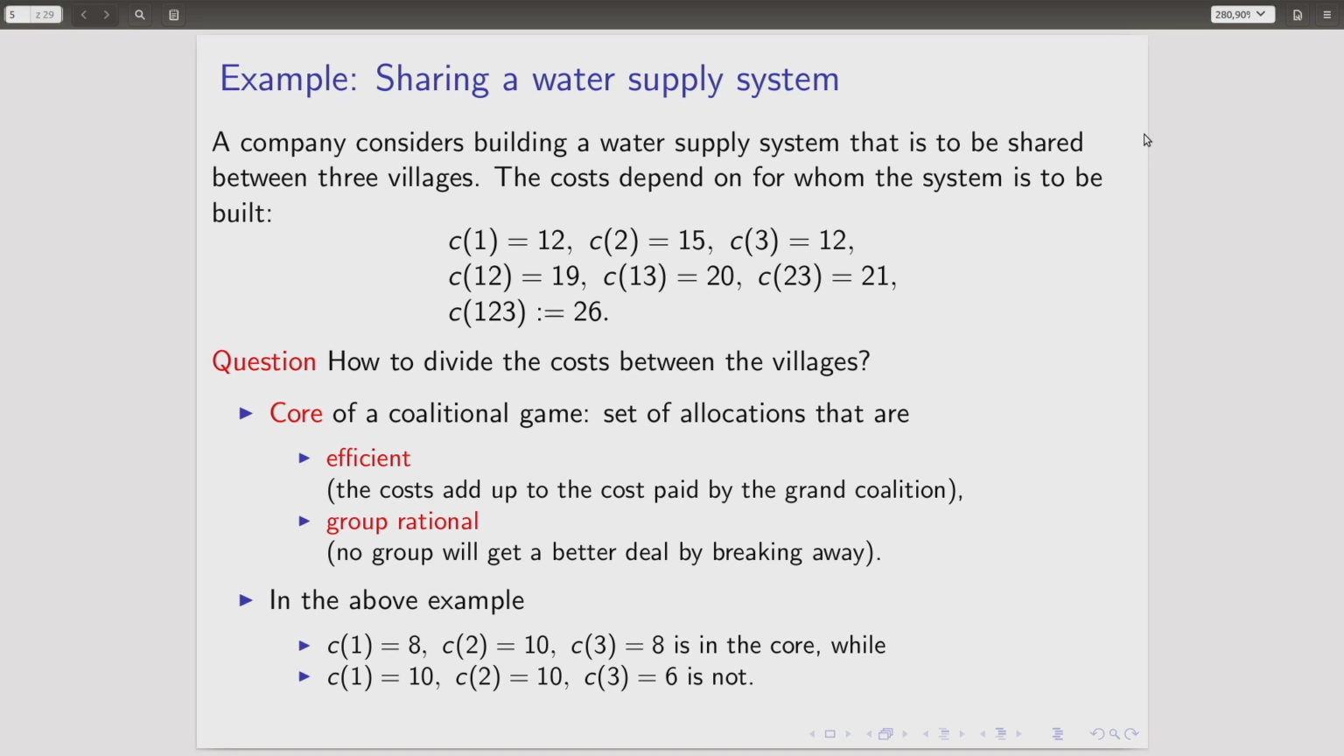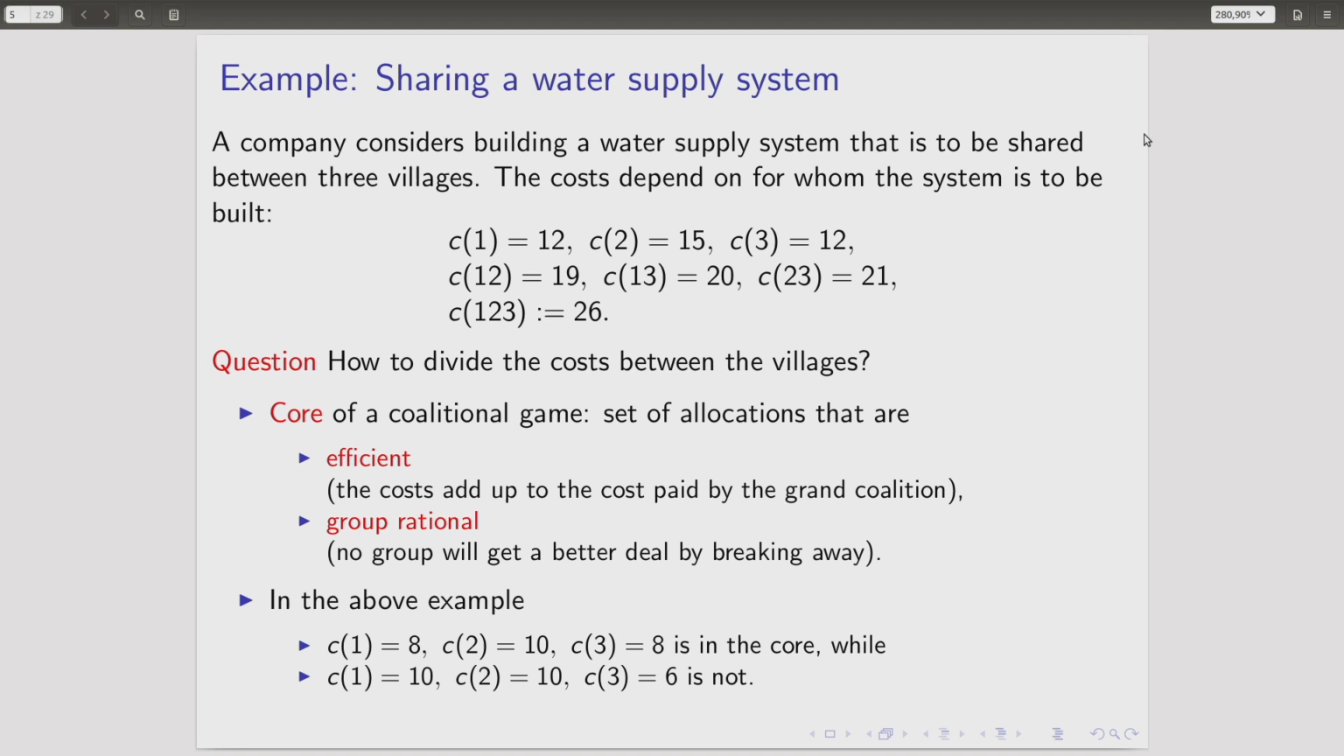Question: how much is each of these villages supposed to pay? Now, if you did not have these first 2 lines, you would say, of course, everybody has to pay 1/3. But it's obvious from this data that these villages are not identically positioned with respect to this water supply. So a question arises: what to do?